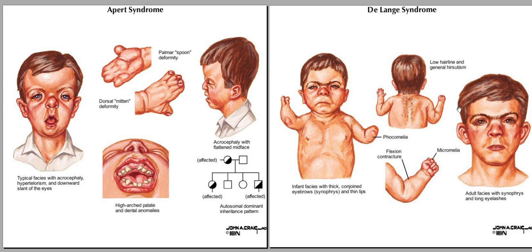Okay. The Lange syndrome, that one, also another thing is thick conjoined eyebrows. So let's see over here. As synophrys, and you can see the thin lip over here too. There's flexion contracture, micromelia, phocomelia too, where the hands may not even develop. And there's hirsutism too. So low hairline and general hirsutism too. Adult faces with synophrys, and also long eyelashes. And so the Lange syndrome.